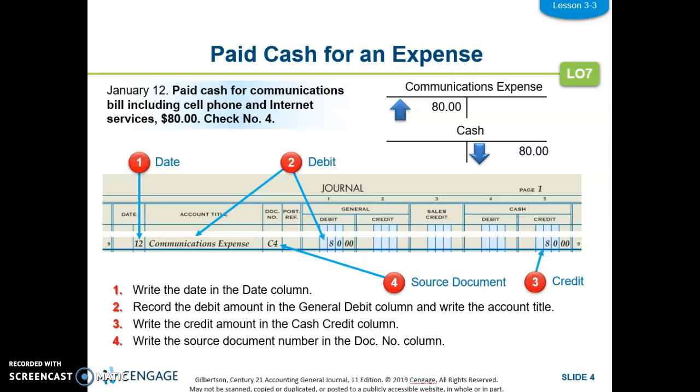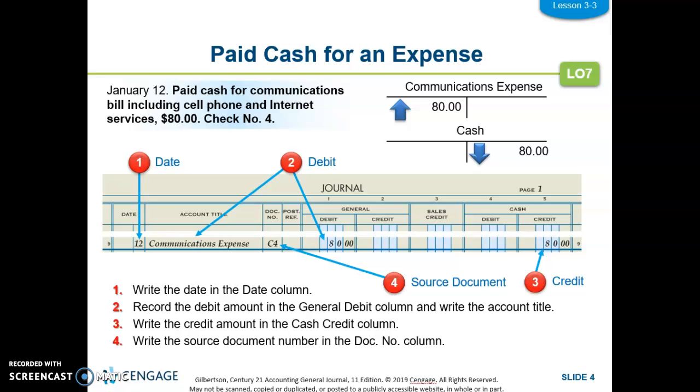Our next transaction is paying cash for an expense. On January 12th, we paid cash for a communications bill, including cell phone and internet services, $80, check number 4. So our two account titles for this is communications expense and then also cash.